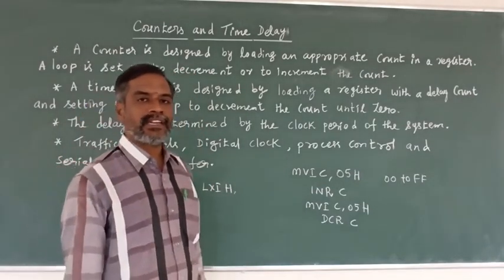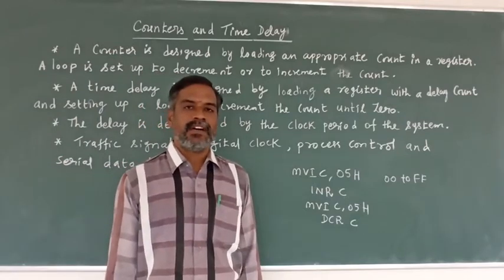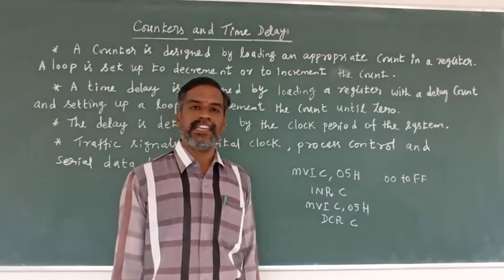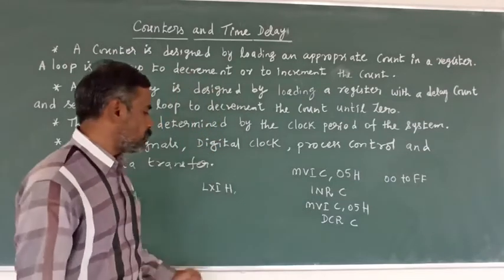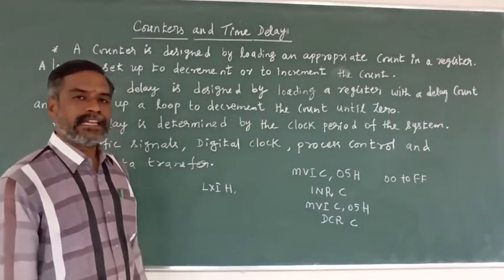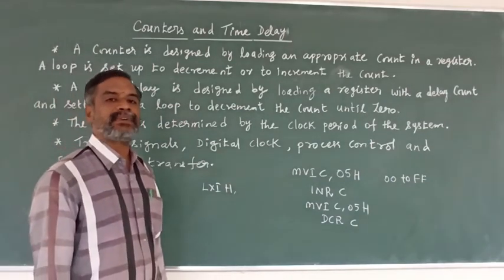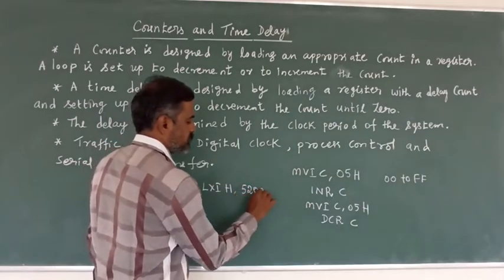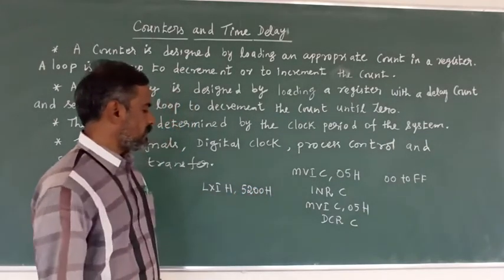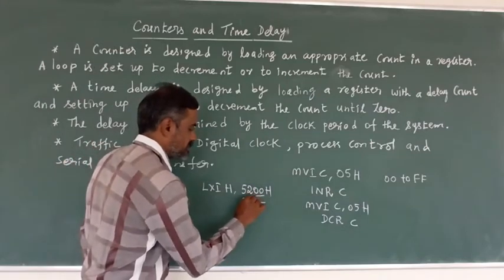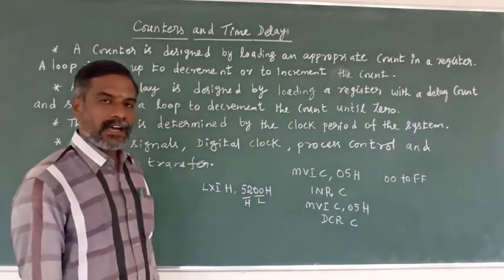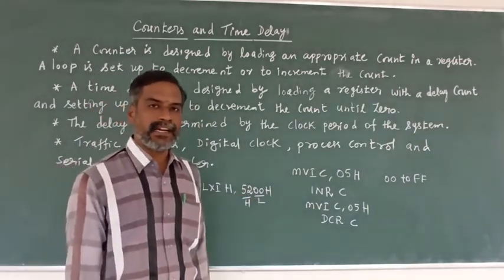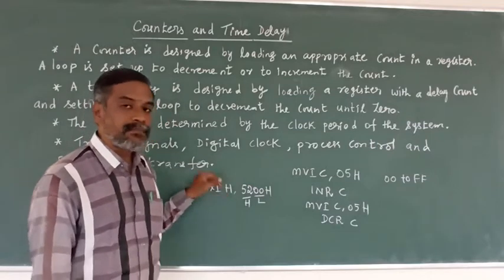In the 8085 microprocessor, what are the register pairs available? BC, DE and HL. Now to load the HL register pair with 16-bit data 5200H, this is for the L register and this is for the H register. Now to increment or decrement the given register pair content.